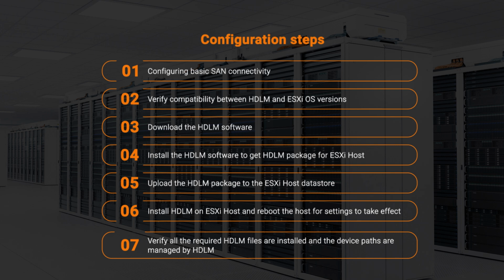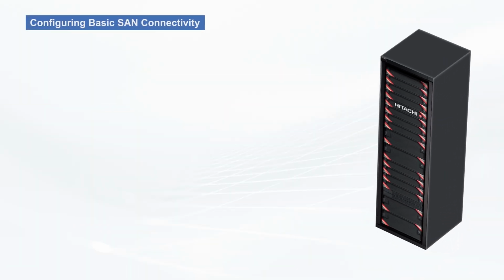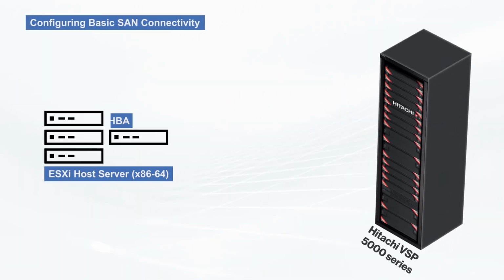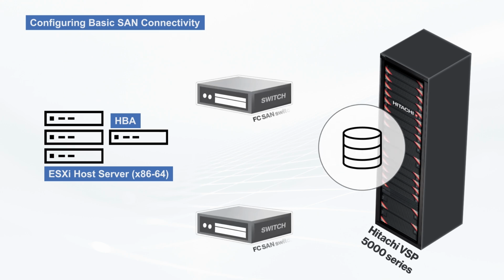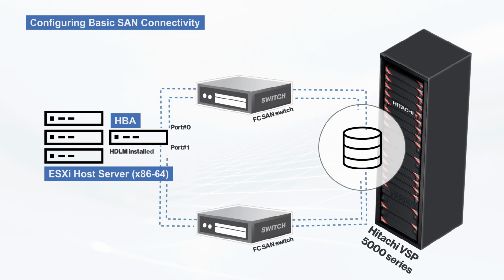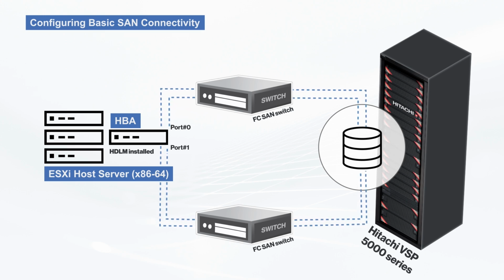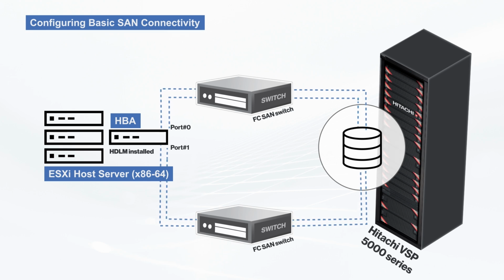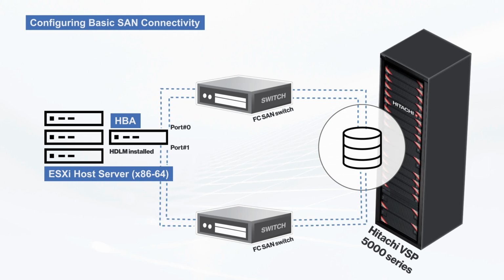ESXi host. Begin by installing dual-port FC HBA to serve as a cable port on the supported server. Then, connect the HBA ports to a Hitachi VSP storage system through FC SAN switches. Configure zoning on the FC SAN switch. Configure storage by creating a host group on storage ports, assigning host WWPN, creating LDEVs, and mapping them to the host groups created. Then install OS locally, or boot from SAN.